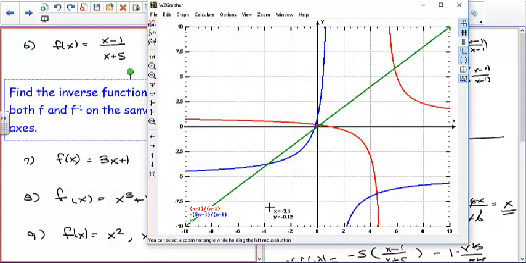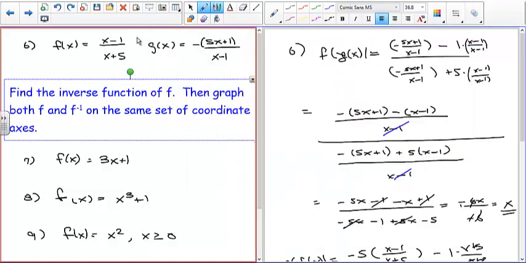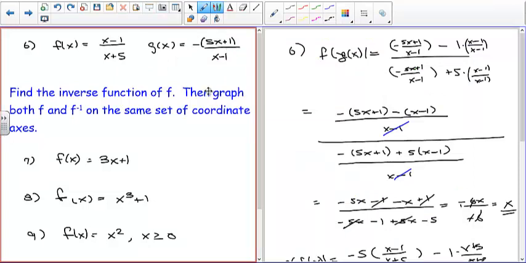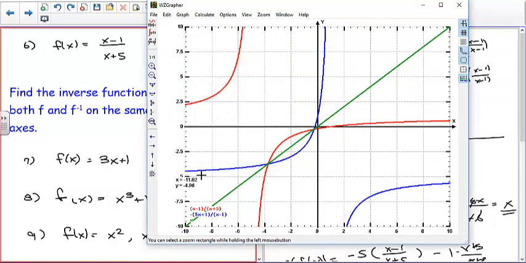Let me double check that. That looks a little wild. X minus 1 over x, oh, there we go, plus 5. That'll help. And the second function is negative 5x plus 1 over x minus 1. So that one looks right. Okay, yeah, that looks a lot better. So you can see how these are symmetric. You see how that part's symmetric. I hate to have to plot that by myself.